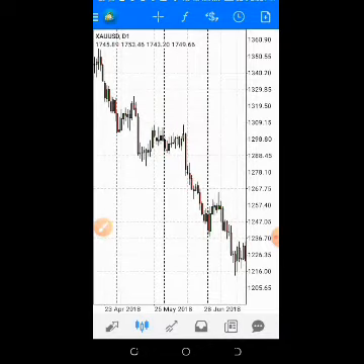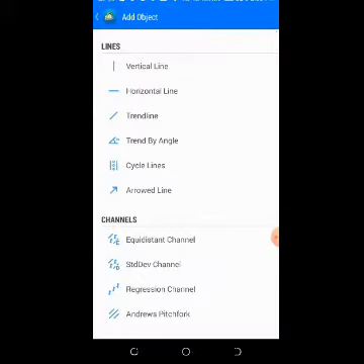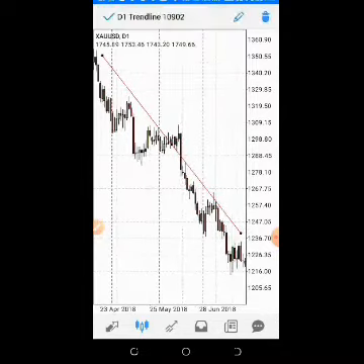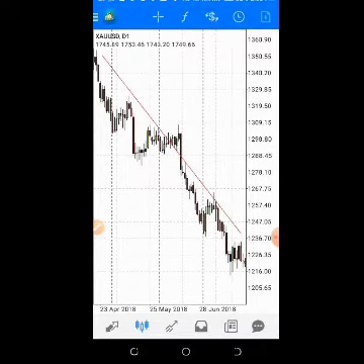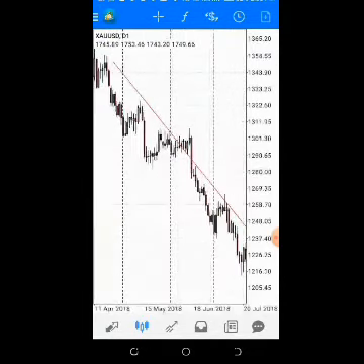Now for us to draw the dynamic support and resistance line, we need a particular tool called the trend line. So you just click on the center of your MT5 or MT4, click on this icon, you see this trend line. You just select this trend line. Once you click on it, it will appear on the interface. You drag it downwards to the point where you want to draw your support or your trend line. You just draw it. Now I just drew mine here.